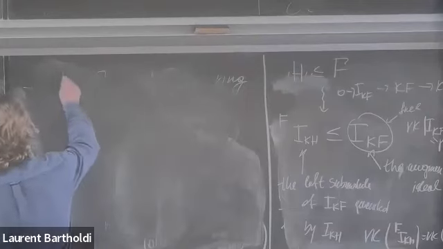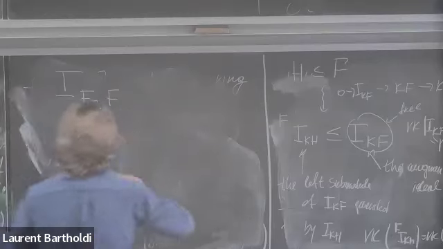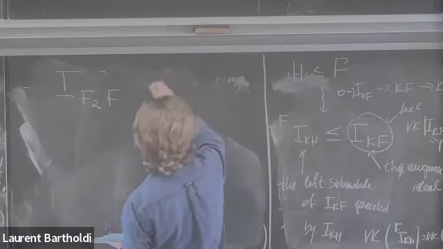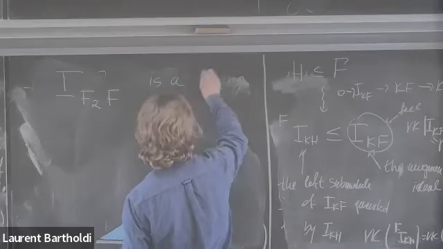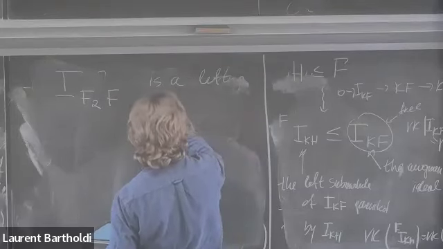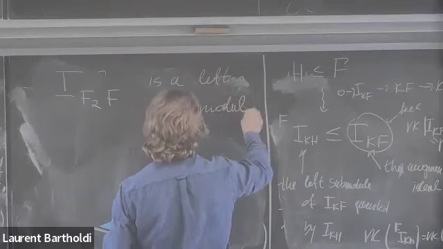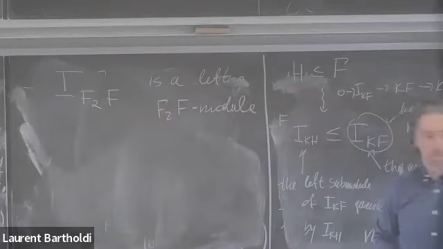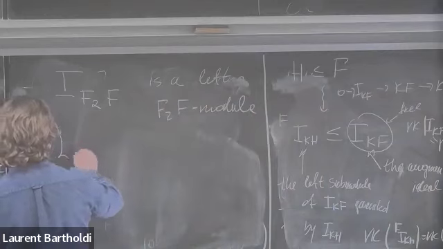The property is the following. Consider this model. Logically, we see it as a left model. Now we want to understand the submodels of index 2. So we want to consider a submodel.